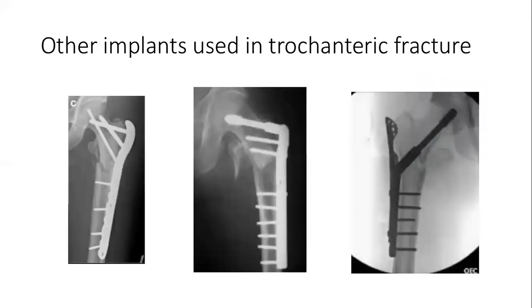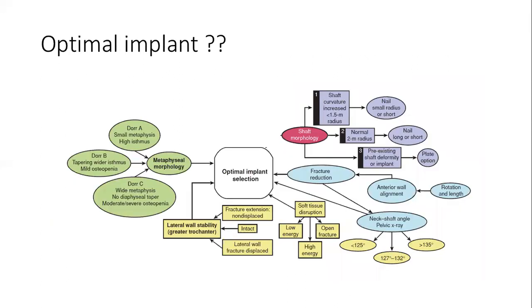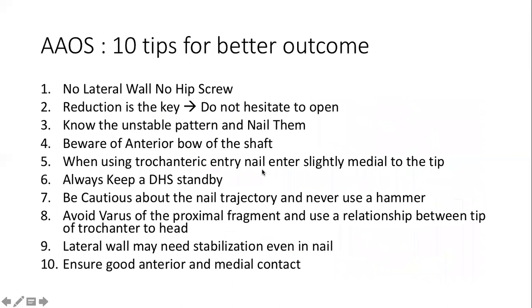Some other implants have been used over the years, implants like the proximal femoral locking plate, dynamic condylar screw, proximal femoral trochanteric stabilization plates, etc. And which implant is best for intertrochanteric fracture? That is still again a big topic. We have to consider a number of factors like metaphyseal morphology, fracture reduction, and shaft morphology. That is another concern. So we are not going to go into those details, but we should go to the American Association of Orthopedic Society tips to have a better outcome in intertrochanteric fracture management.